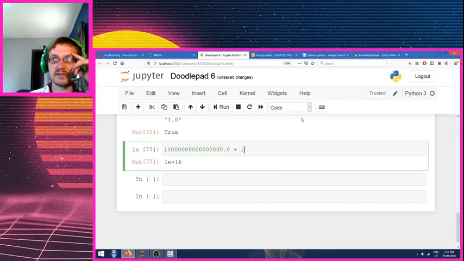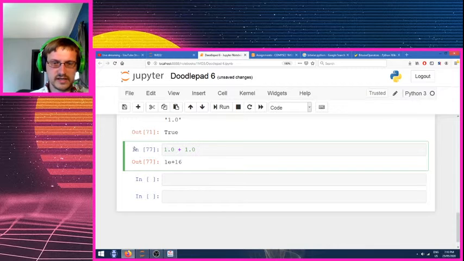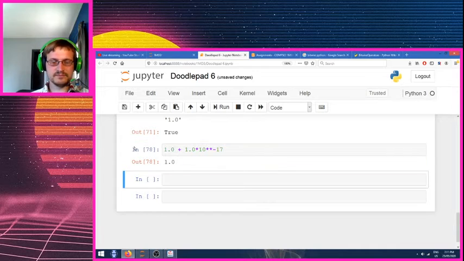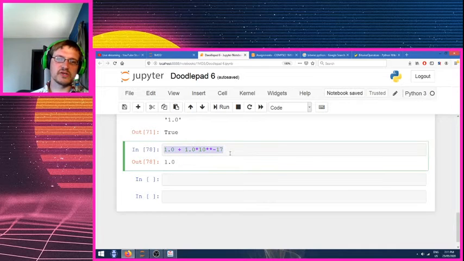And the same thing happens generally speaking. I think that it prefers large numbers to small. So if we do something like this, plus 1.0 times 10 to the negative 17. Yeah, so it'll consume the small number inside of the big number. So there you go.